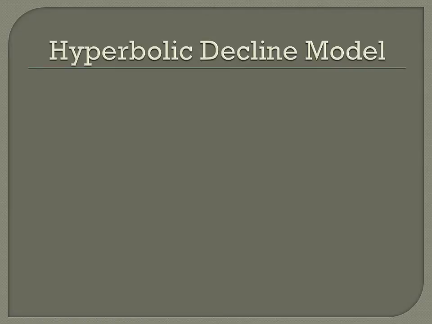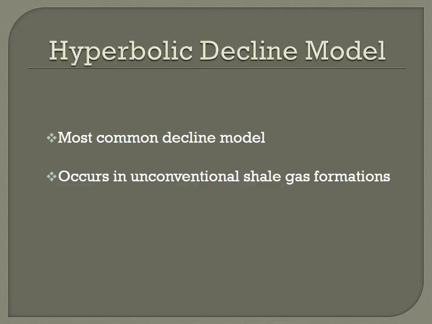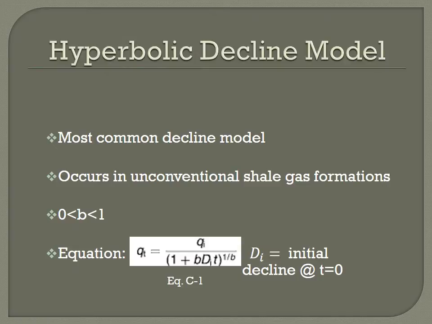A second type of decline model that we'll look at is the hyperbolic model, which happens to be the most common type. It is often observed in unconventional shale gas formations. The hyperbolic decline model differs from the exponential model in that the constant b falls between 0 and 1. This is the flow rate equation using the hyperbolic decline model, where d sub i is initial decline at time t equal to 0.